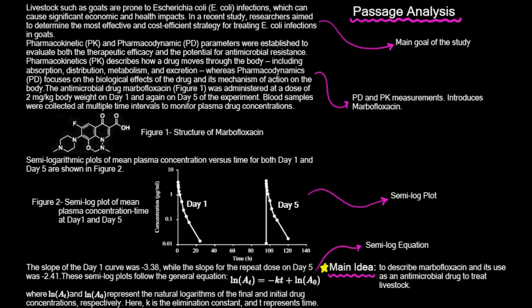So here they give us the slopes and the linear semi-log equation. This is some information we've already learned. So we take a mental note that at least 1 or 2 questions will probably involve this formula or the slope. So in summary, the main purpose of the passage is to describe how marbofloxacin behaves and is used as an antimicrobial drug to treat livestock. Now that we have a better understanding of the passage, let's move on to the questions.